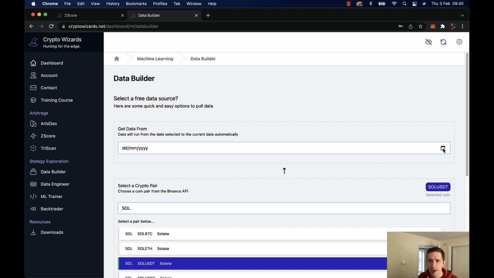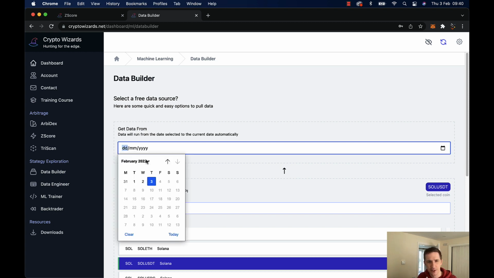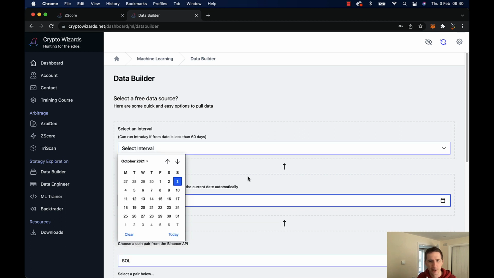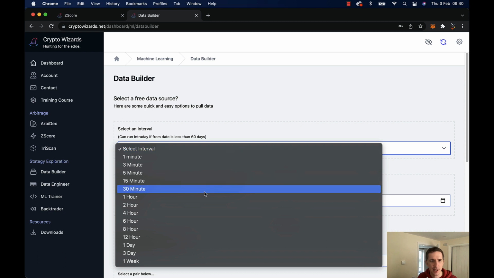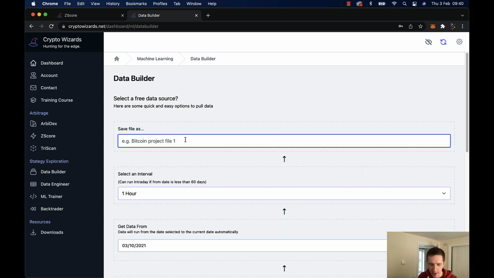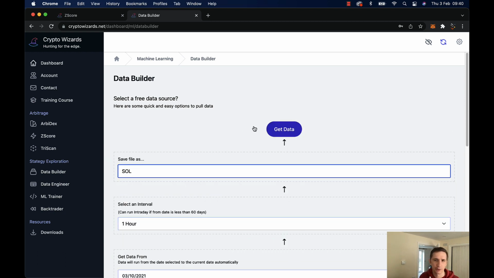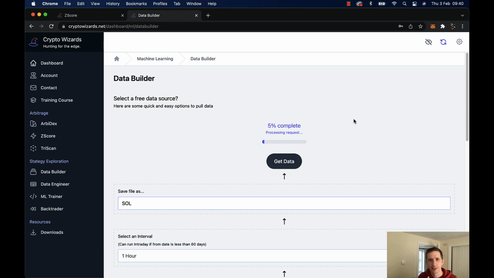There it is. And because this is hourly data, I don't need to go very far back. I'm going to go as far back as October. So we're talking about 4 or 5 months of hourly data. That's quite a lot of data. So that's going to be 1 hour of data, and I'm going to call this file Sol. So let's just get that data.